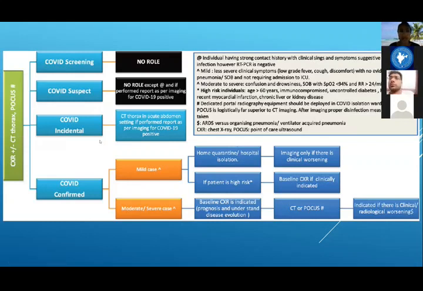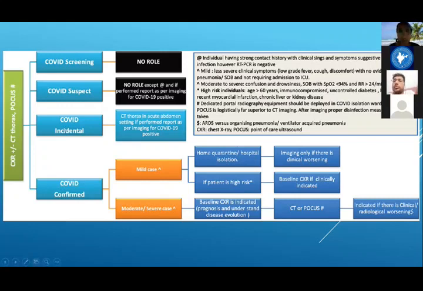COVID incidental means if a patient comes for CT abdomen, because the patient has another clinical picture like acute intestinal obstruction or acute abdomen, we are taking a CECT. So it is always better to take a CT thorax along with the CECT abdomen, so that we can diagnose any incidental COVID. That is helpful for the clinician or the surgeon, because we are taking the patient directly to the theater. So before waiting for the RT-PCR, we can just screen the chest if the patient has an incidental COVID.